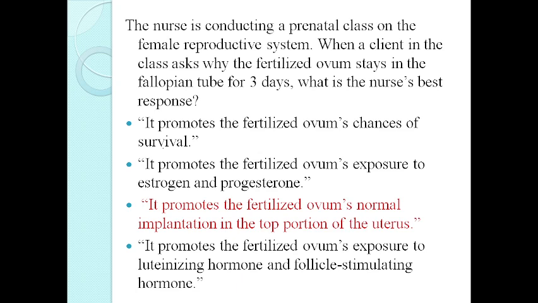The options are: it promotes the fertilized ovum's chances of survival, it promotes the fertilized ovum's exposure to estrogen and progesterone, it promotes the fertilized ovum's normal implantation in the top portion of the uterus, and it promotes a fertilized ovum's exposure to luteinizing hormone and follicle stimulating hormone. The answer is it promotes the fertilized ovum's normal implantation in the top portion of the uterus, because the tubal isthmus remains contracted until 3 days after conception to allow the fertilized ovum to develop within the tube.